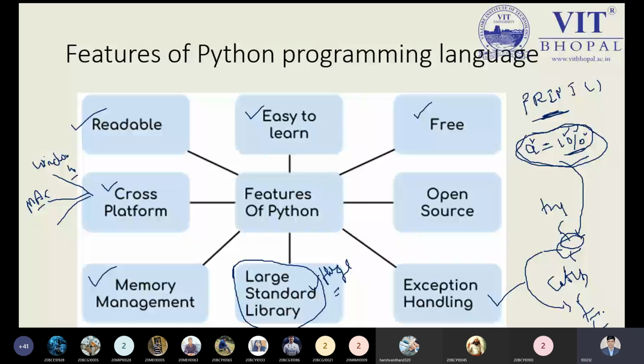Open source, of course, means it is freely available. We can download it without any problem, and whatever we want to change, we can do. So this is a good thing. I have downloaded the program, I have downloaded some library. If I want to change something in the library, I can do it. So it's open source. This is the beauty of the features of the Python programming language.